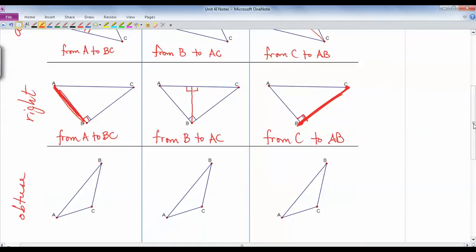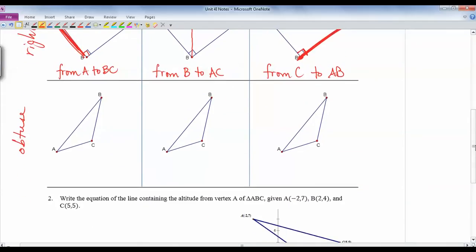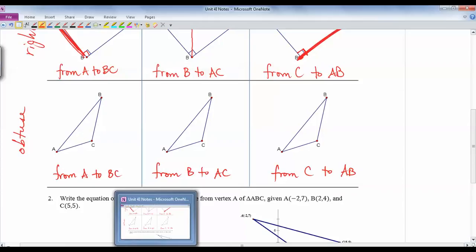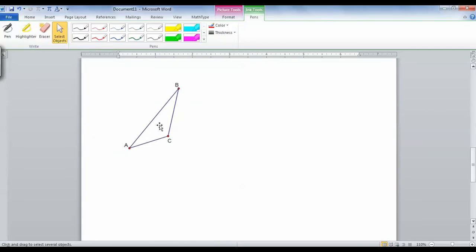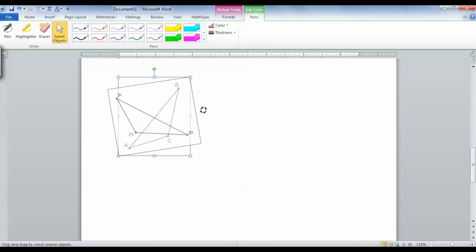Okay, the obtuse ones tend to be the hardest ones. So we'll do from A to side BC, from B to side AC, and from C to side AB. Okay, so from A to BC. So let me go back over here. And here's the obtuse triangle down here. So if A is the peak and BC is the ground, I want BC to look flat.